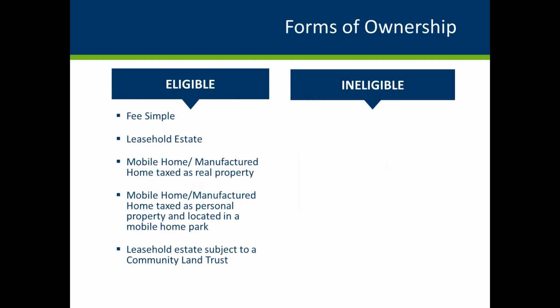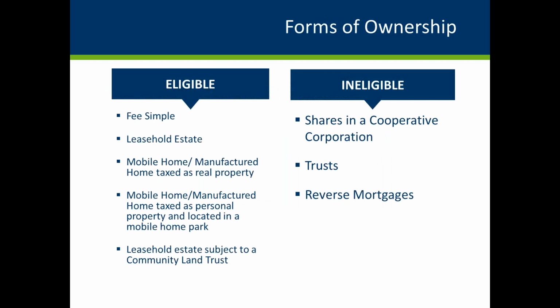Be aware that there are several eligible and ineligible forms of ownership for this program. Eligible types of ownership include fee simple, leasehold estate, mobile home or manufactured home taxed as real property, mobile home or manufactured home taxed as personal property and located in a mobile home park, and a leasehold estate subject to a community land trust. Ineligible types of ownership include shares in a cooperative corporation, trusts, and reverse mortgages.